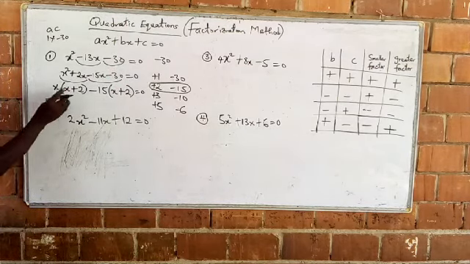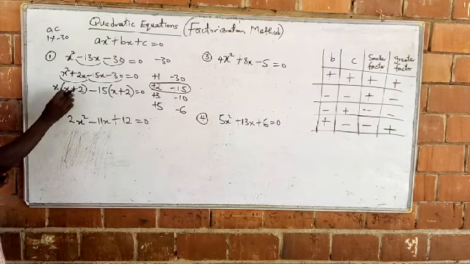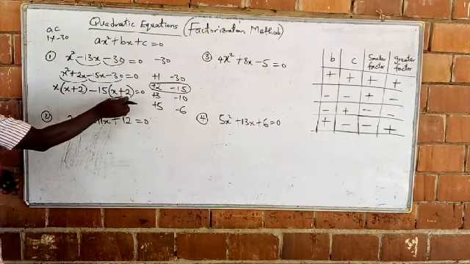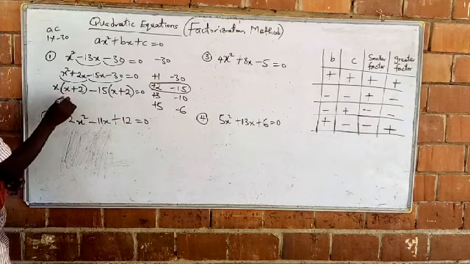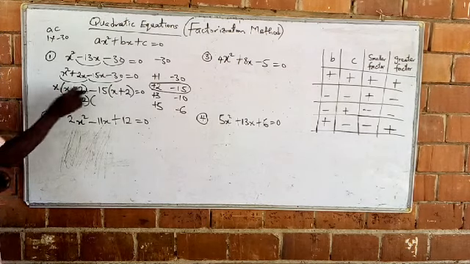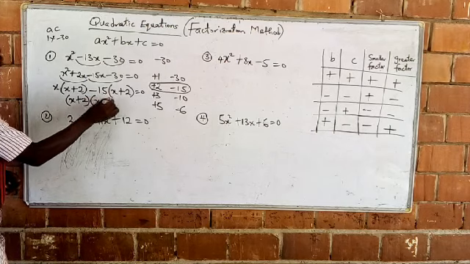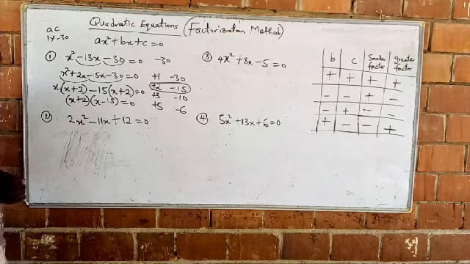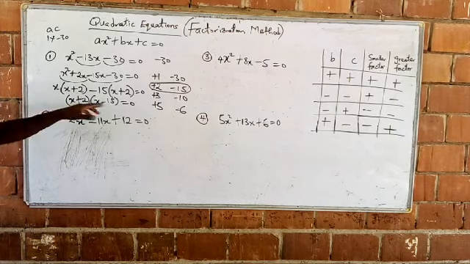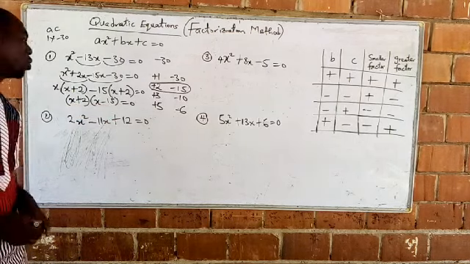Then we now see that this factor here and this other factor are the same. So you pick one of them. Then the other ones outside, you put them in a bracket, equals 0. Now, x plus 2, x minus 15 equals 0.